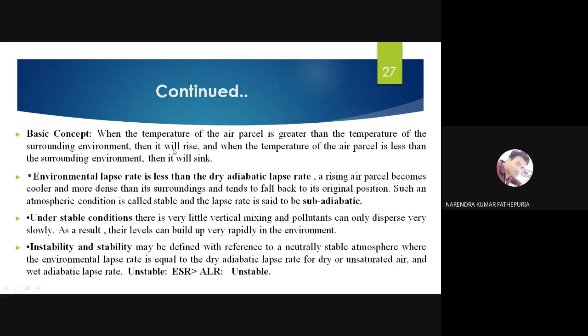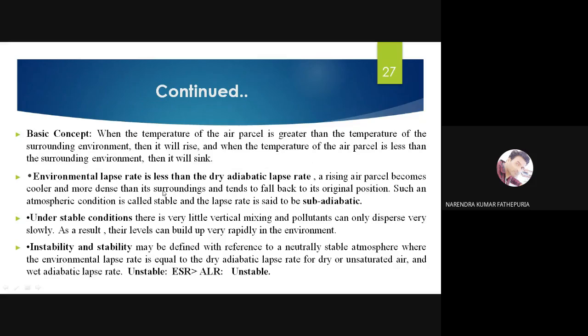So what is the basic concept here? When the temperature of the air parcel is greater than the temperature of the surrounding environment, then it will rise, and when the temperature of the air parcel is less than the surrounding environment, then it will sink. There are two conditions: sink and float. So both conditions will depend on the temperature. If the temperature of the air parcel is greater than the surrounding, it will rise, and when it is less than the surrounding, it will sink.